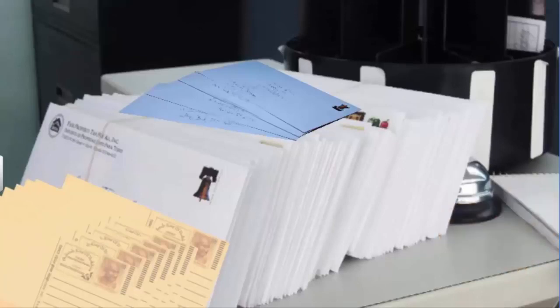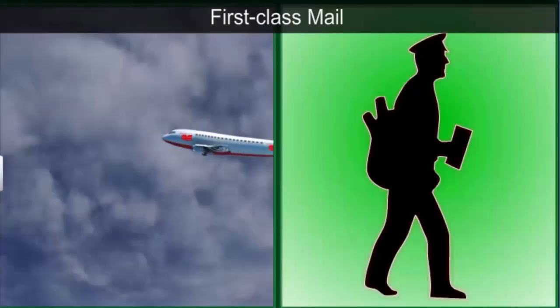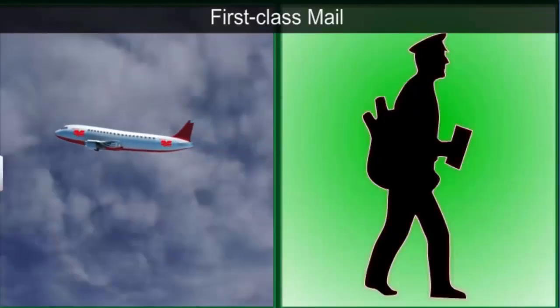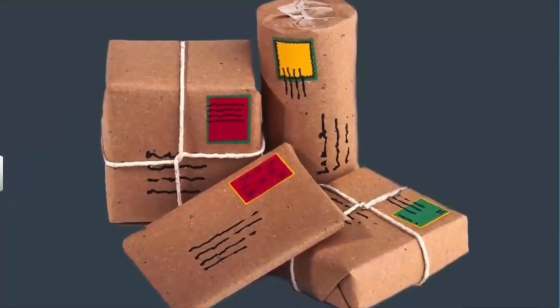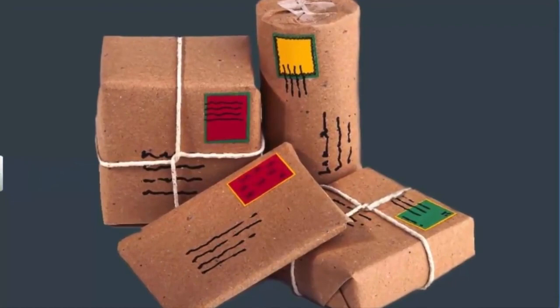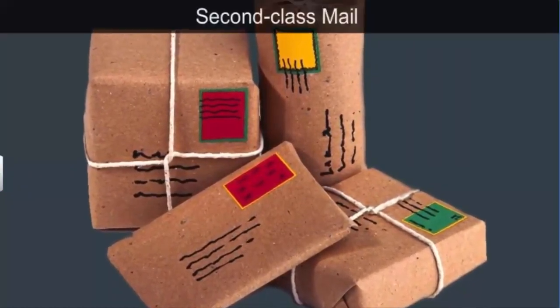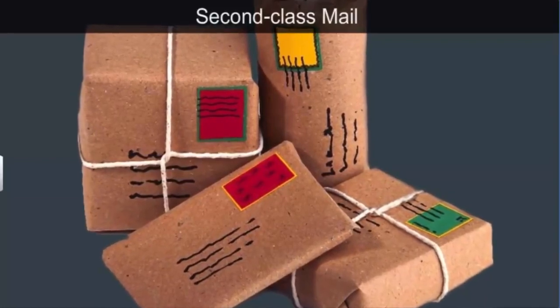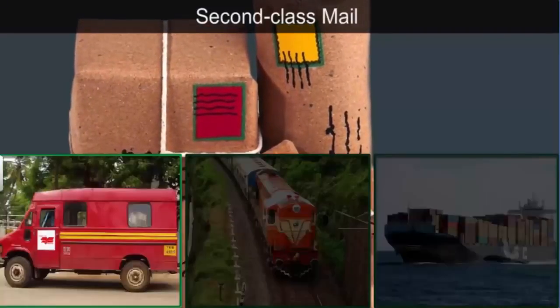Postcards and envelopes are classified as first-class mail, which is delivered on priority using both air and land transport. Packets of books and registered newspapers and periodicals are classified as second-class mail and are delivered using surface transport like roadways, railways and ships.